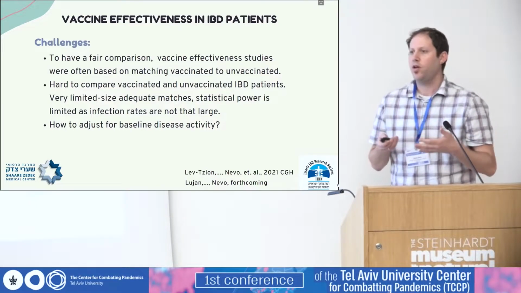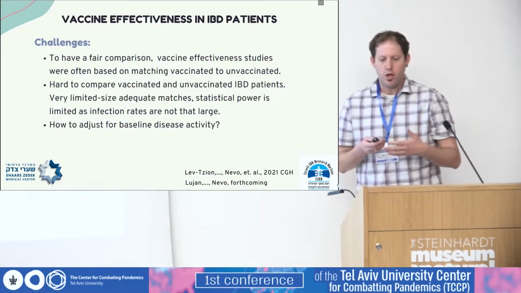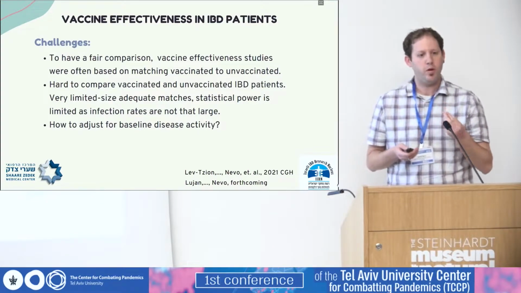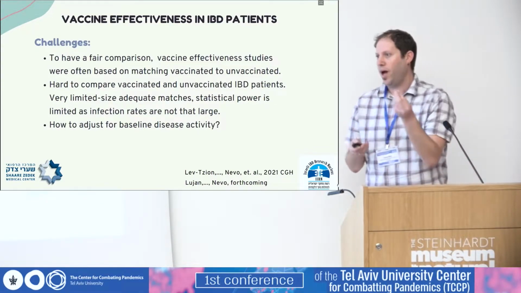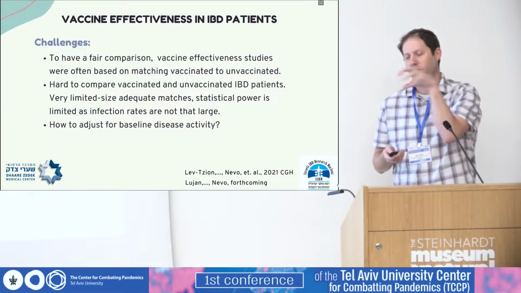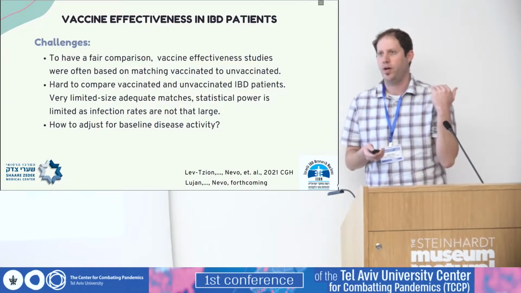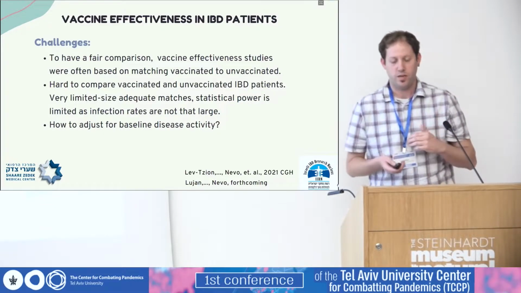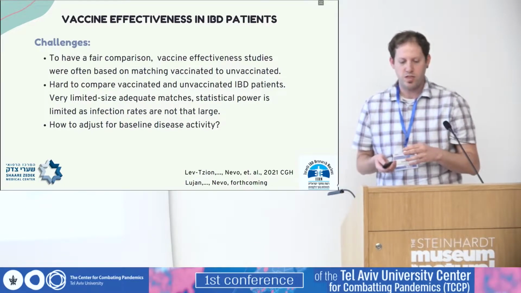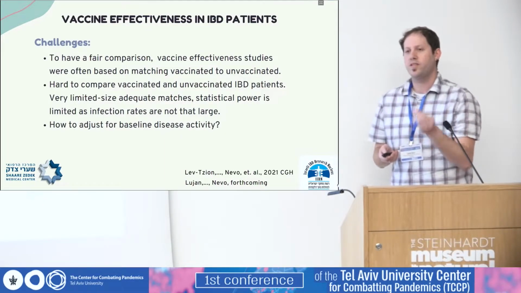So a lot of vaccine effectiveness studies, observational studies, used matching. You take vaccinated people, you find someone similar to them who is unvaccinated, and you match them together. The idea is that if you find a difference between the matched groups, you can attribute this difference to the vaccine and not to any other background factor, which makes a lot of sense. The problem is that once we tried to implement this in IBD patients, it was really hard to compare vaccinated and unvaccinated IBD patients for the reasons that I said.